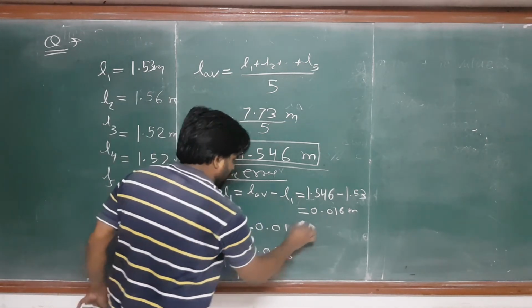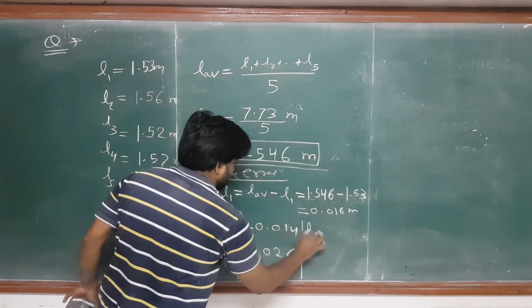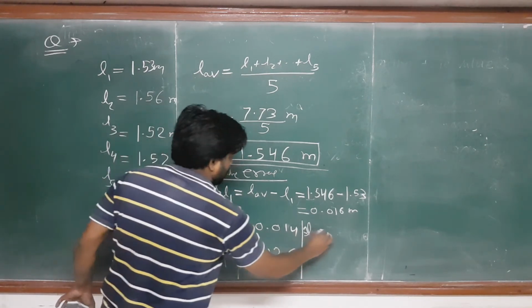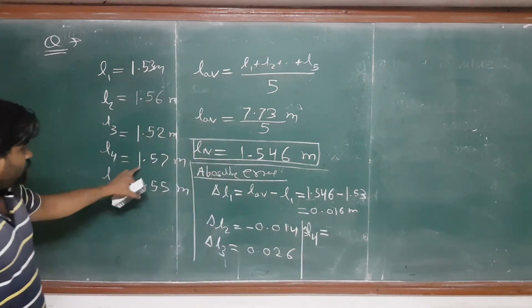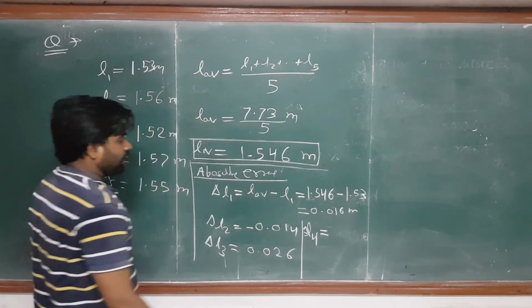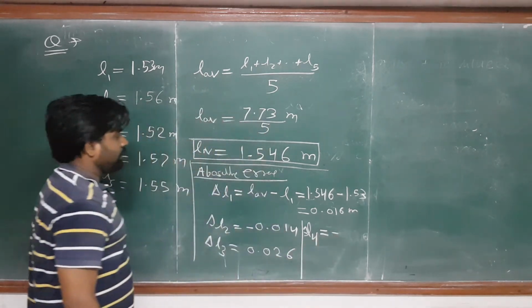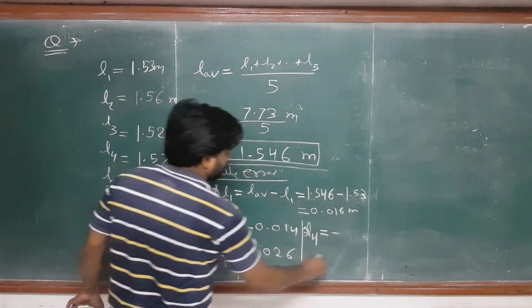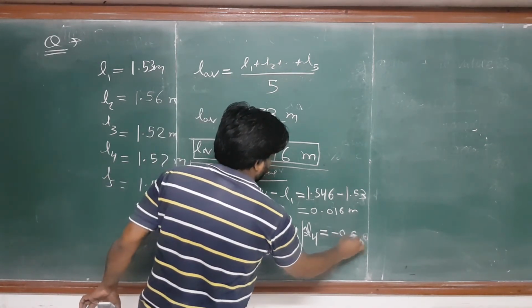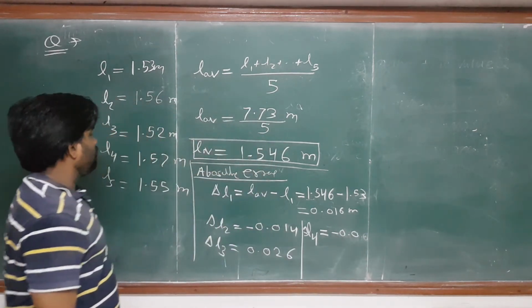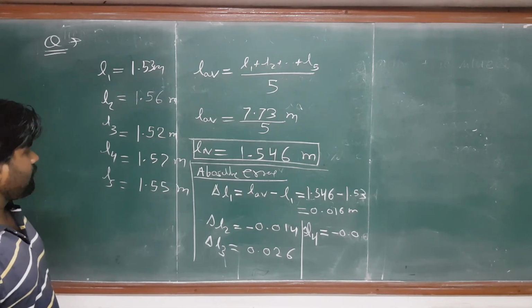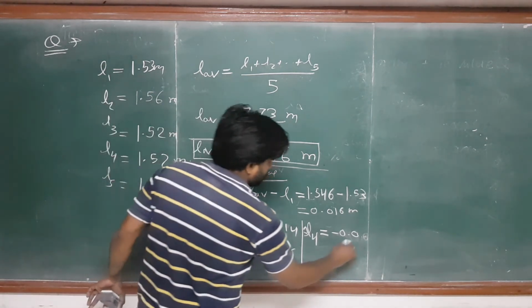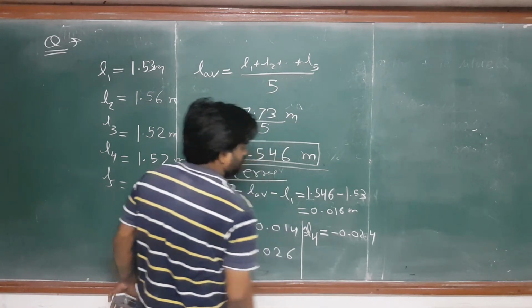Okay. And now tell me the L4. I have to tell you L4 also. I can write here the L4. So del L4 is equal to, it is 1.57, which is more, so it would be negative, minus. How much will it be? 0.0, and not 36, it is 24, 0.024. Okay?